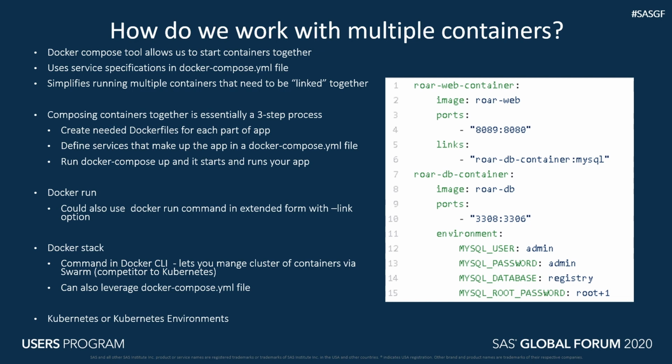So when composing containers together, it is essentially a three-step process. You create the Dockerfiles for each part of the app. You define the services that make up the app in a Docker Compose file, and then you run docker-compose up and it starts and runs your app.